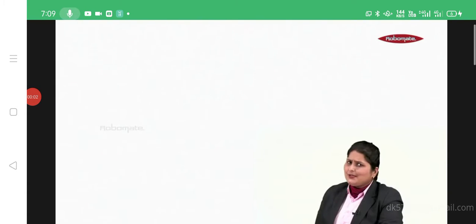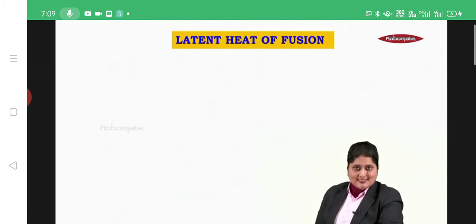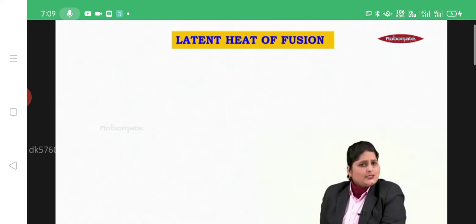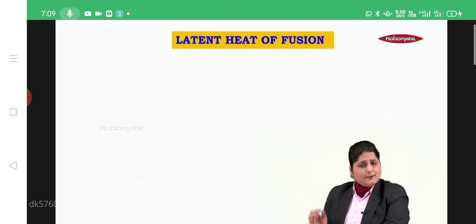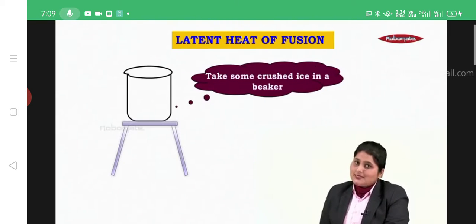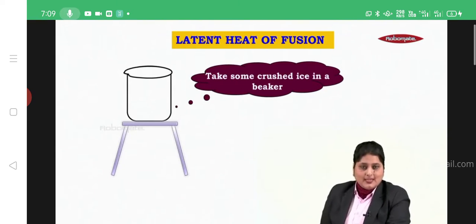Students, let's learn the most important concept of the lesson, and that is latent heat of fusion. Very, very important definition. Now let's understand what this latent heat of fusion is by doing a small activity. So what are we going to do? In the beginning, we are going to take some crushed ice in a beaker.